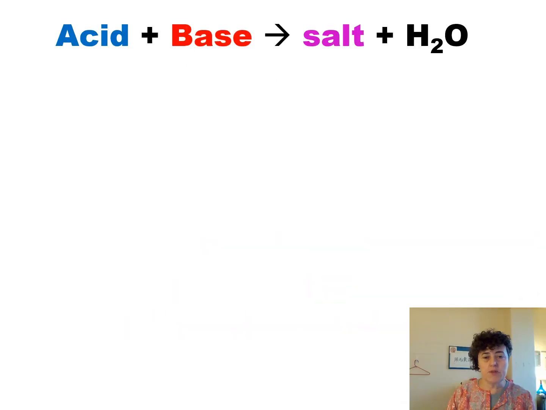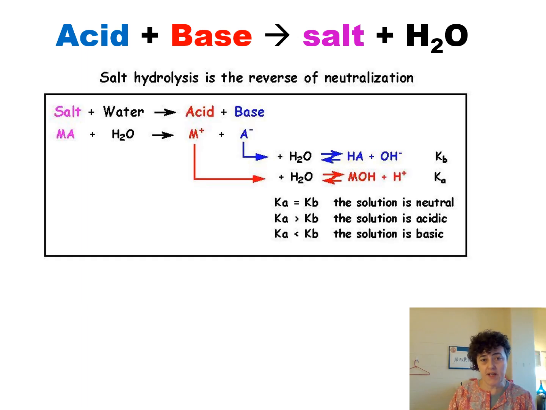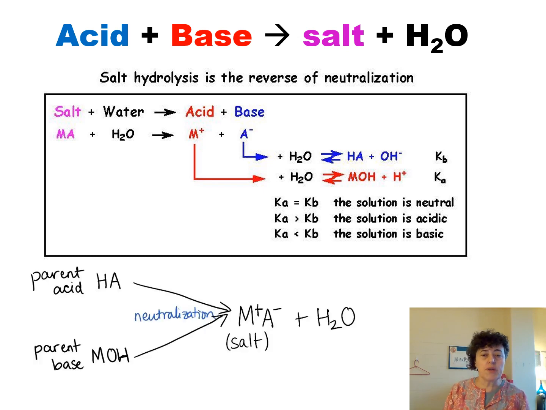At this point, I would like to take a step back and remind you of something that we covered at the very end of the unit about acid-base equilibrium: salt hydrolysis. Neutralization is a reaction between an acid and a base that produces a salt and water. So we can consider the opposite reaction, and that is salt hydrolysis. That's the reaction that you get when you put salt in water and you get back the original acid and base. So we can imagine each salt as derived from the reaction of a parent acid and a parent base.